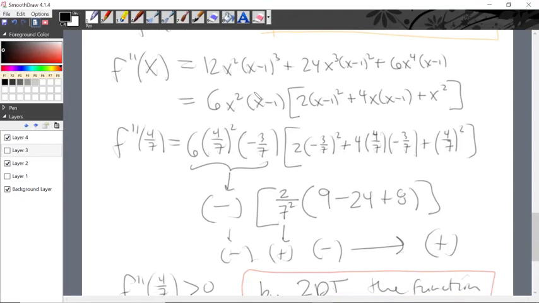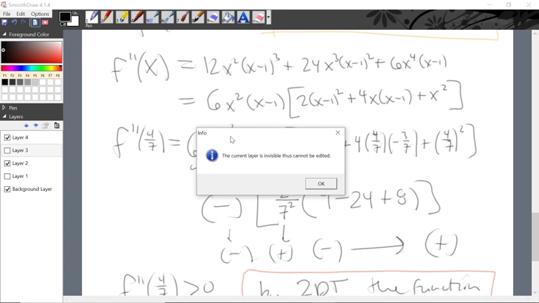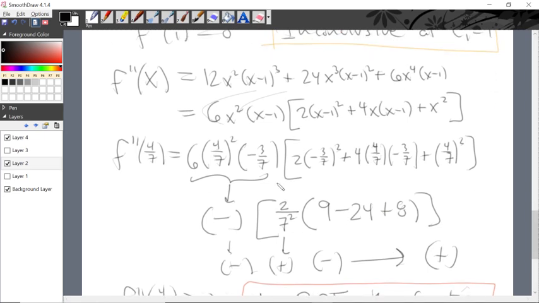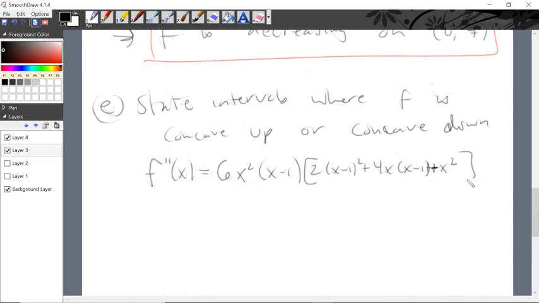So we could take the second derivative and set it equal to 0. I think this would be the easiest form of the second derivative to set equal to 0. Okay, so let's work with this here. So 6x squared, x minus 1, and then we have this whole quantity out here. Okay, so let's find a way to clean this up so we can set this equal to 0.